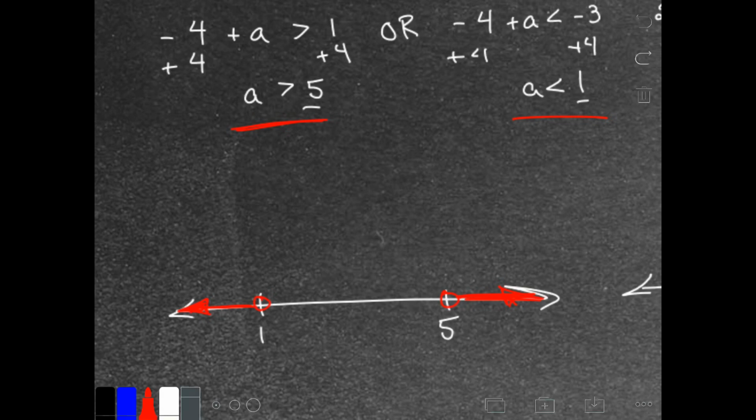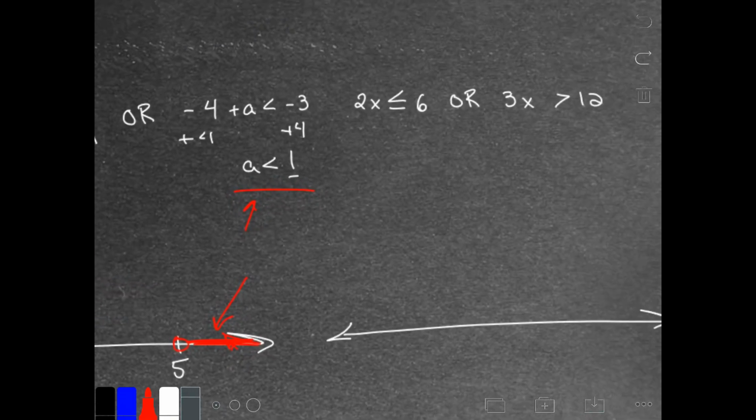So again, with an or statement, my solutions can be in this region or this region on the right. They do not have to work for both. They only have to work for one of these inequalities. Let's do one more example.